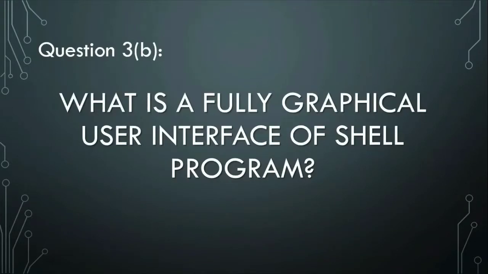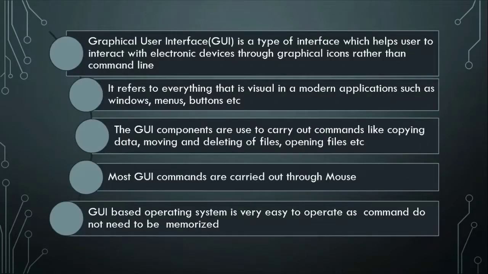For question 3b, explain what is a fully graphical user interface of shell program. Graphical user interface, GUI, is a type of interface which helps user to interact with electronic devices through graphical icons rather than command line. It refers to everything that is visual in a modern application such as windows, menus, buttons, and more. The GUI components are used to carry out commands like copying data, moving and deleting of files, opening files, and more. Most GUI commands are carried out through mouse.